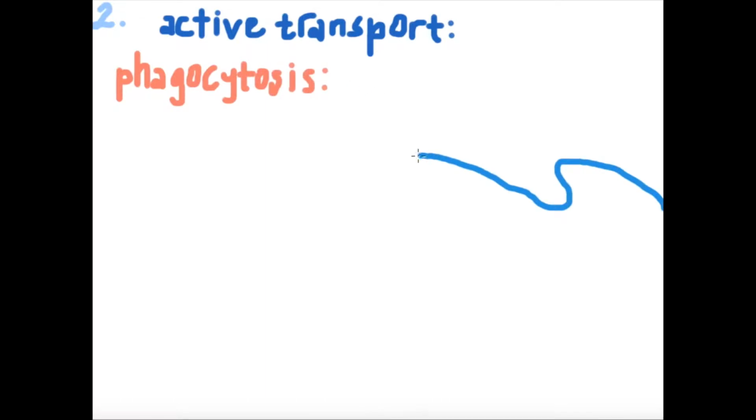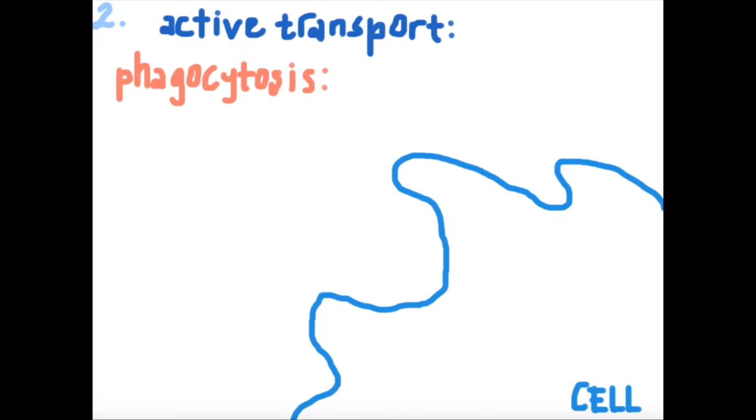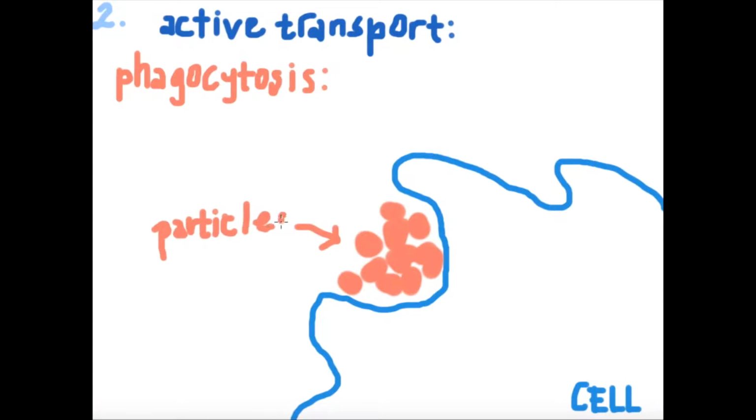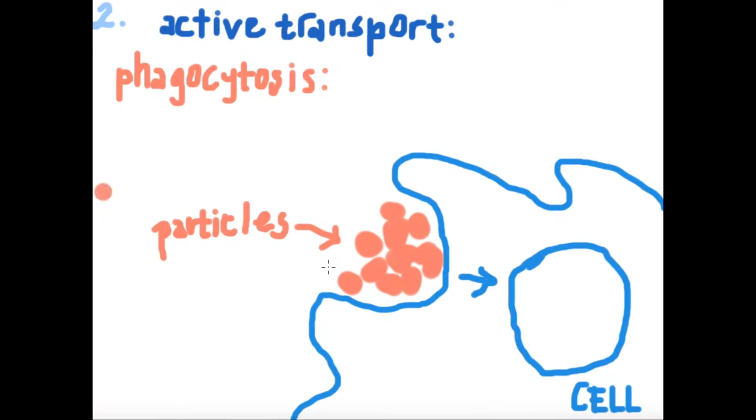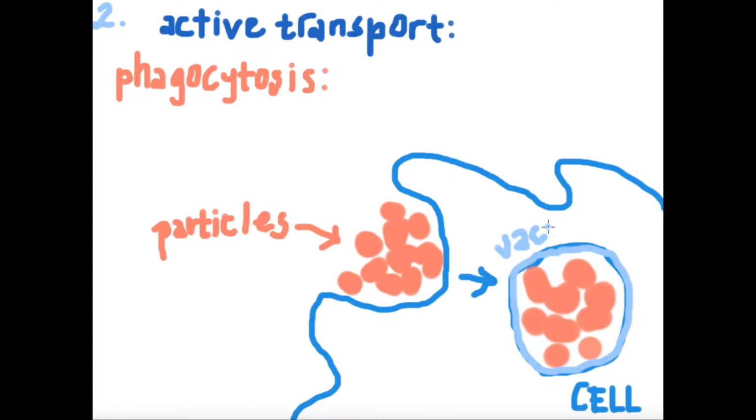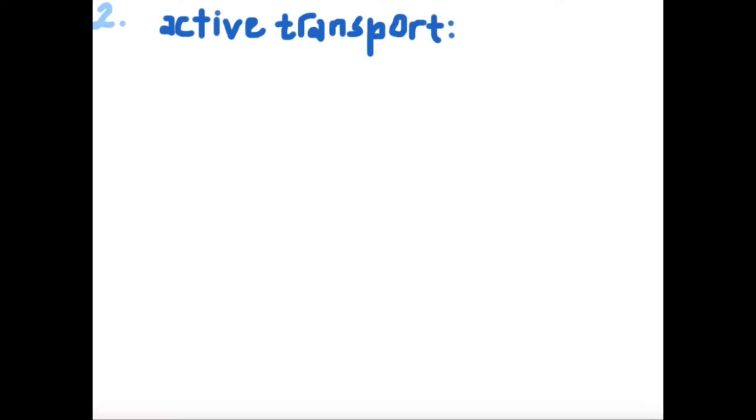Phagocytosis is defined as engulfing solid particles. It's actually also known as cell eating, because what happens in this process is that the particles, which are represented by these pink blobs, are taken into a vacuole in the cell, and they are basically ingested, and then they are digested or broken down by enzymes inside the cell, and that is phagocytosis.